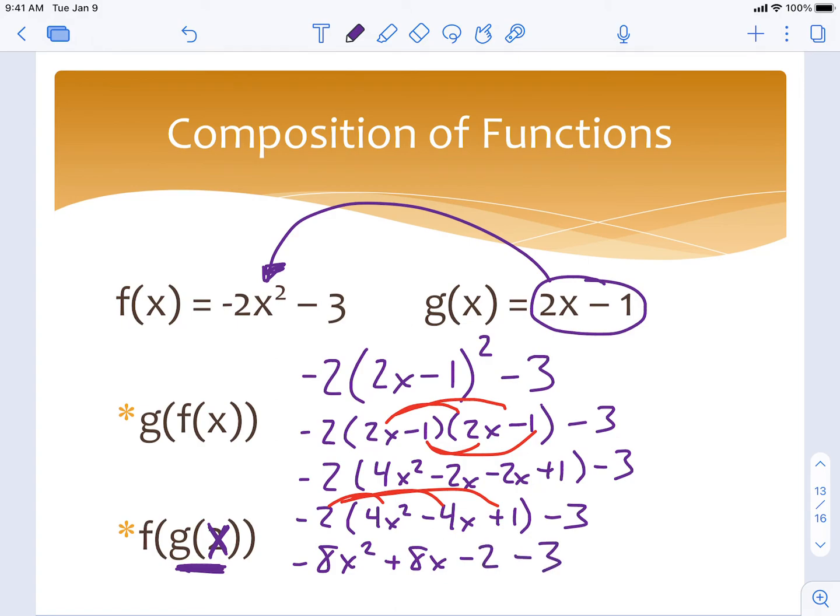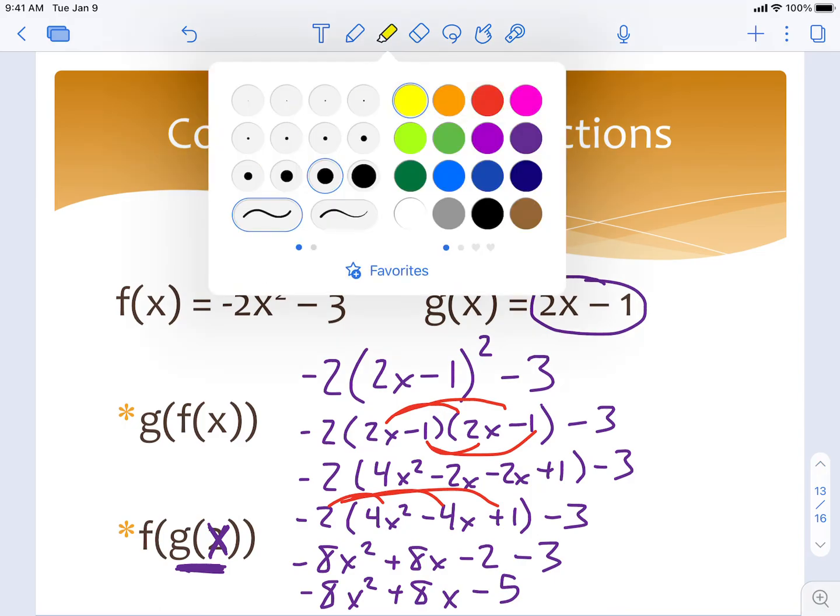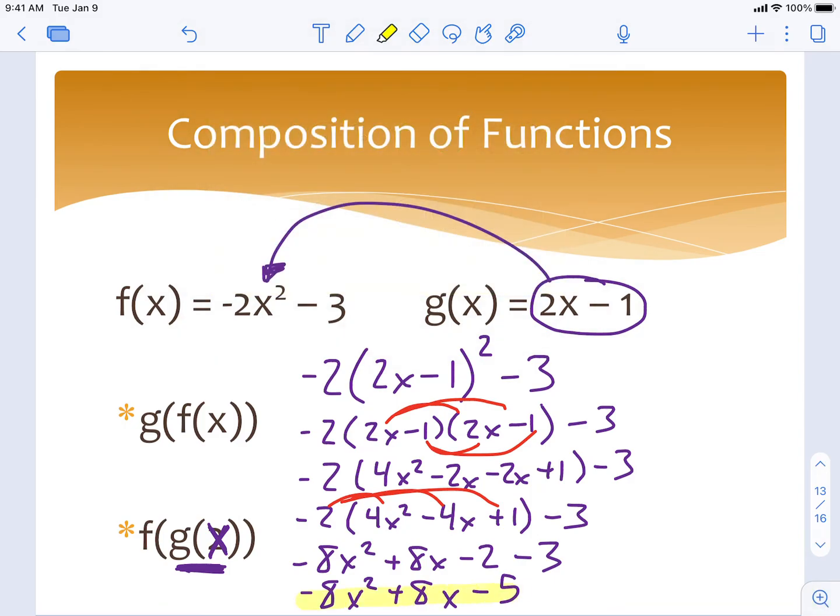And so my final answer there, when I put all of this together, see if I can fit it on here: -8x squared plus 8x minus 5. And we'll highlight that one since I don't have a ton of room. That's our answer.